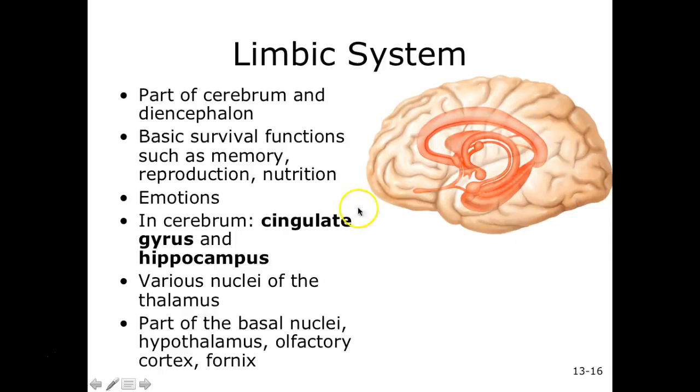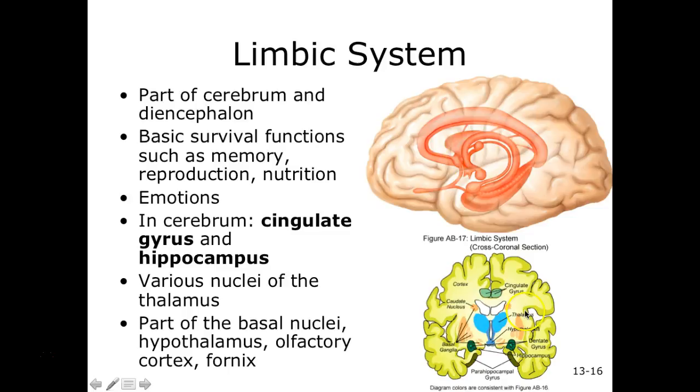We do have various nuclei in the thalami too that are going to be involved in the limbic system, and they work with our basal nuclei, our hypothalamus, our olfactory cortex, and the fornix. And the fornix would be this right in here. And we see some of these structures in here. There's that cingulate gyrus. So we've sliced the brain this way in cross section.